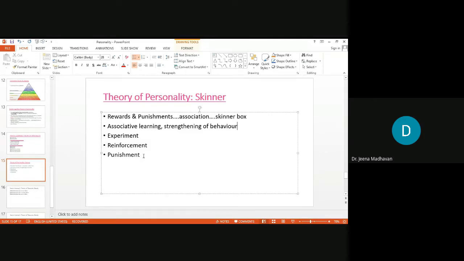And similarly, just like reinforcers also, positive punishment and negative punishment. So write down that there are different types of punishment. First is positive punishment and the other is negative punishment. So now let us look at positive punishment.